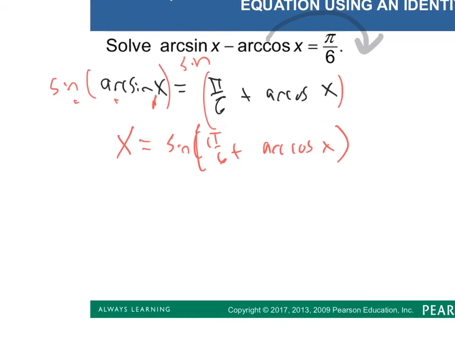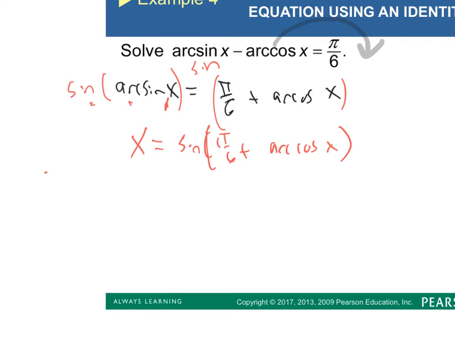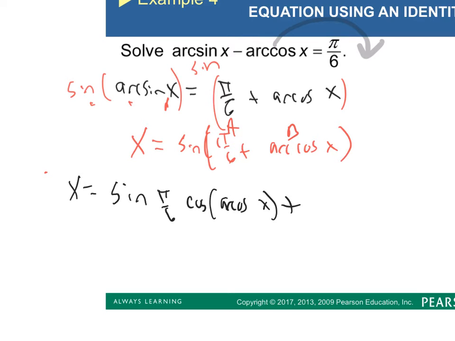So this looks so crazy, but I'm going to say this is the sine of an a plus b. So I'll break it apart. X is sine of a, which is sine of pi over 6, times cosine of arc cosine of x, plus cosine of pi over 6 times the sine of arc cosine of x.